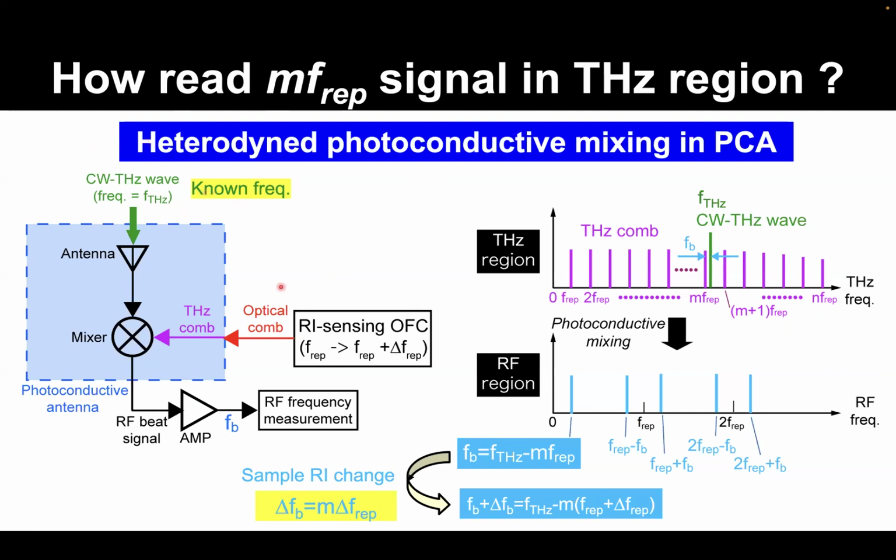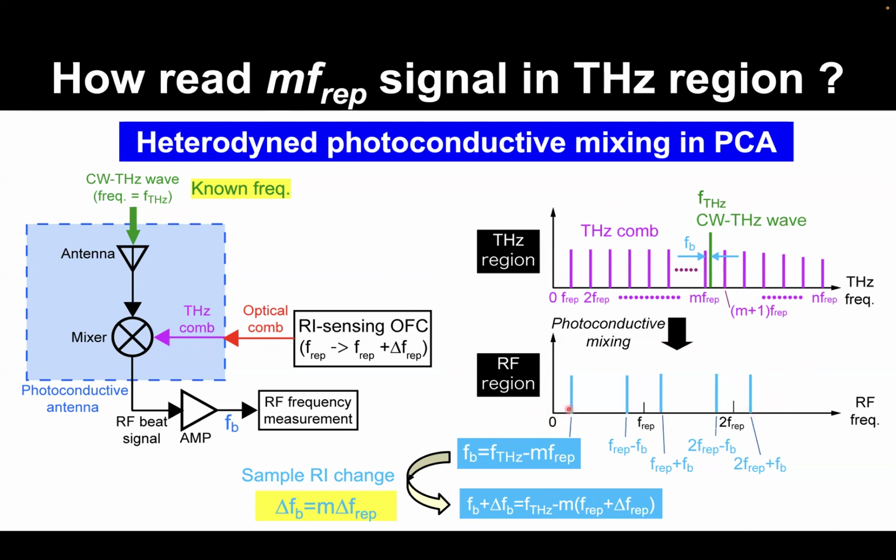In this case, the photoconductive antenna can work as a heterodyne mixer between the local oscillator of the CW terahertz wave, having a known frequency of F terahertz, and the measured signal of the terahertz comb induced by the RI sensing OFC. Right shows the corresponding spectral behavior of them. When the CW terahertz wave and the terahertz comb are incident into the PCA, heterodyne photoconductive mixing between them occurs. This results in the generation of a group of beat signals between them in the RF region, like here.